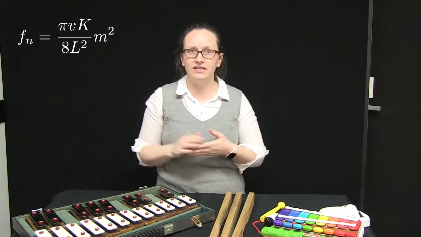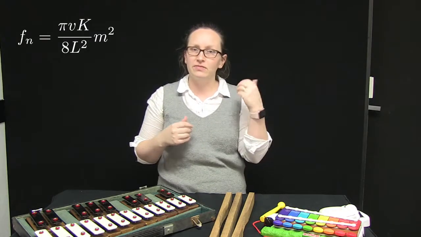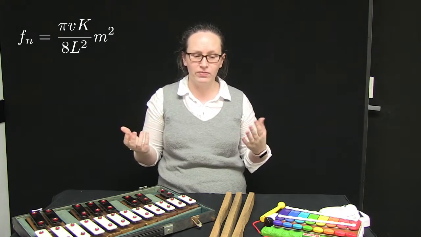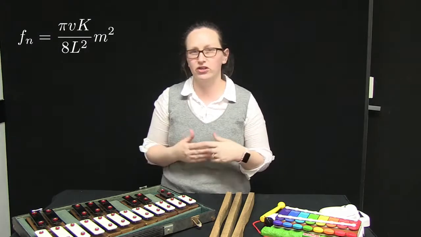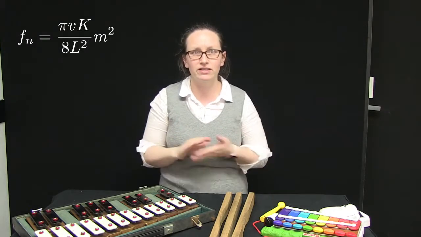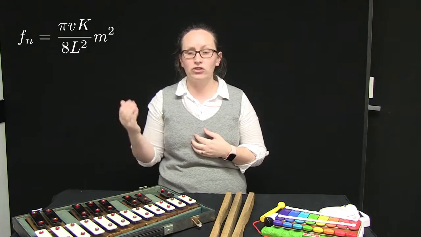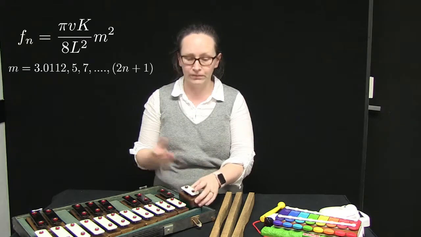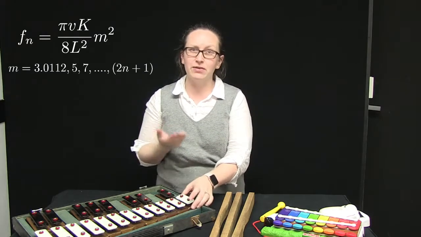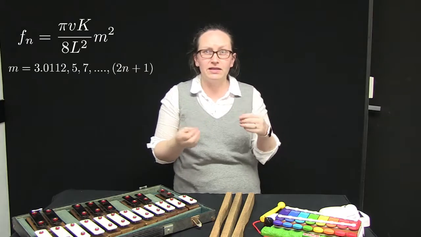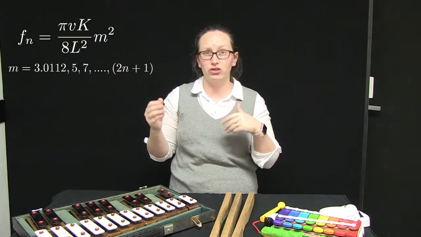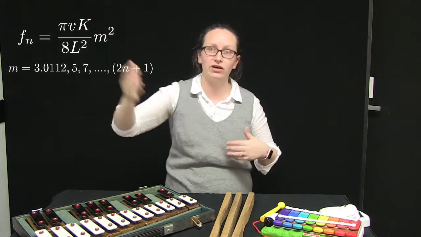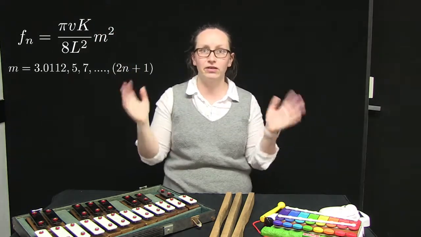The frequency is given by pi times the speed of sound times k, which is the radius of gyration for the object, which is related to its moment of inertia, which we'll learn about in later courses, divided by 8L squared, where L is the length of the bar on the Glockenspiel, times M squared, where M is the mode. So M is equal to 3.0112, so almost 3, and then it goes up in 2, so 5, 7, 9, etc., with 2M plus 1 giving the modes.